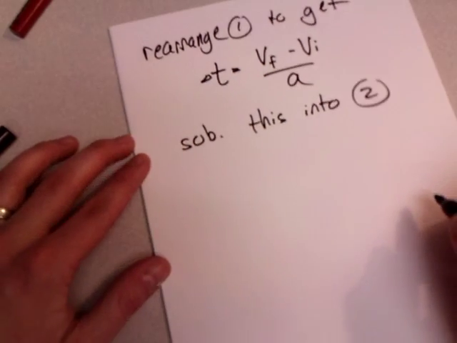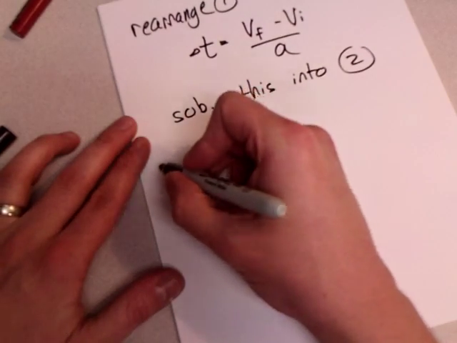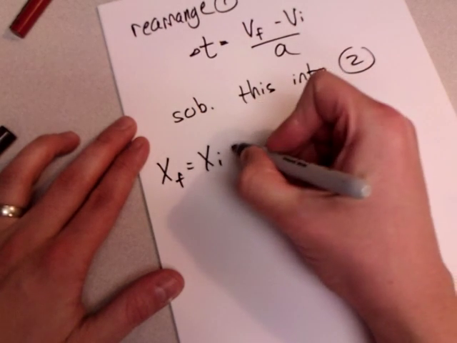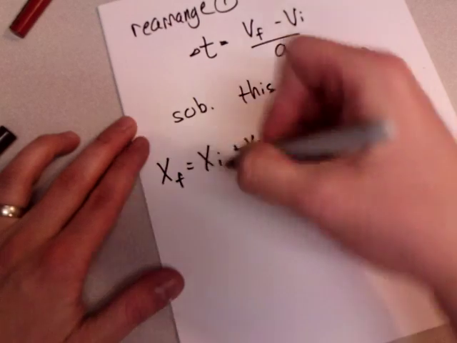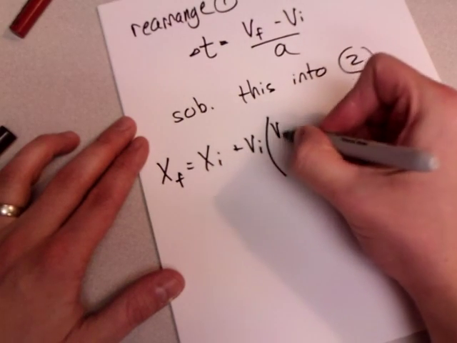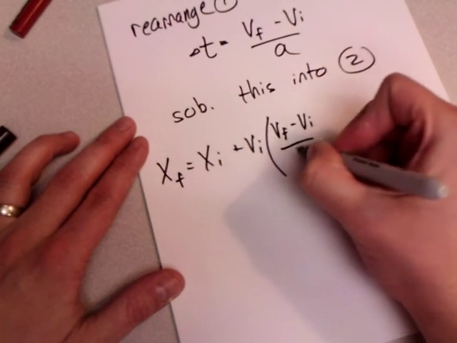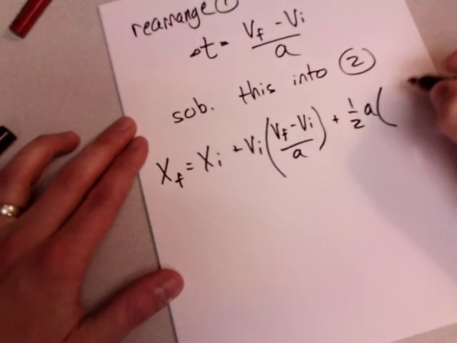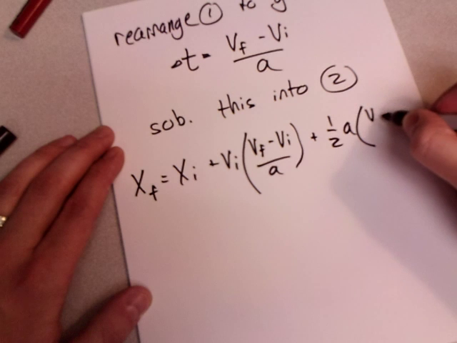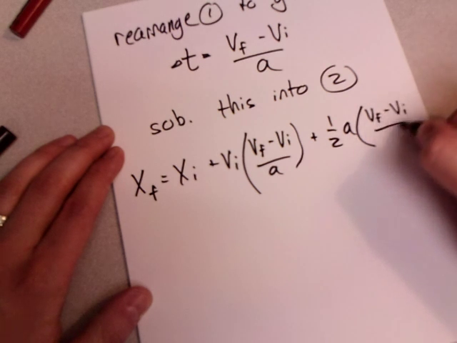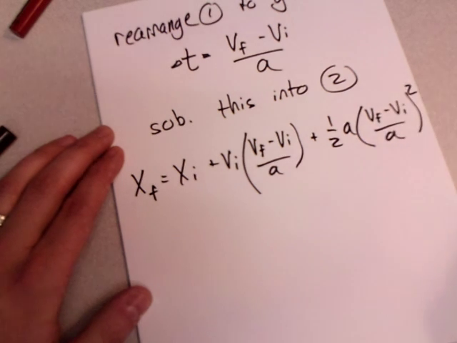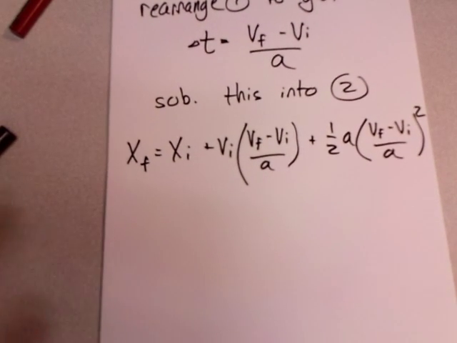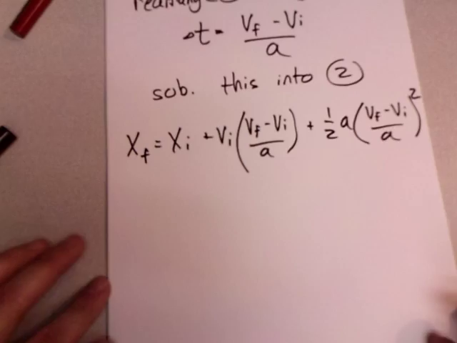into equation 2. What we get when we do that is XF is going to equal XI plus VI times T. Well, now T looks like this, VF minus VI over A, plus 1/2 AT squared. Again, now T is going to be VF minus VI over A, and don't forget, we've got an exponent there to square that. Now we just have a lot of algebra to do, so get ready.